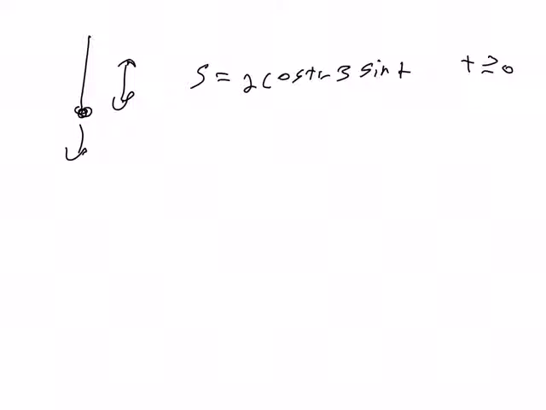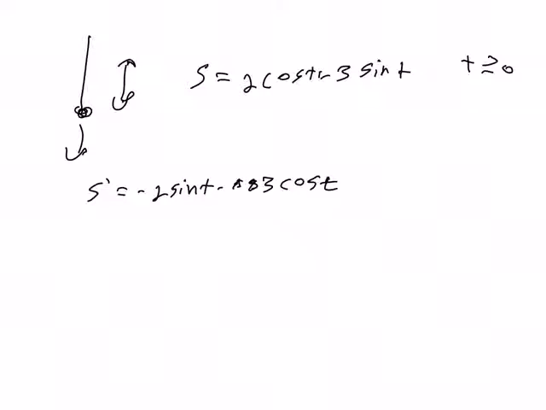So the velocity is the derivative. So you have s prime is equal to negative 2 sine t minus 3 cosine t. Right, so that's going to be our velocity, the first derivative.